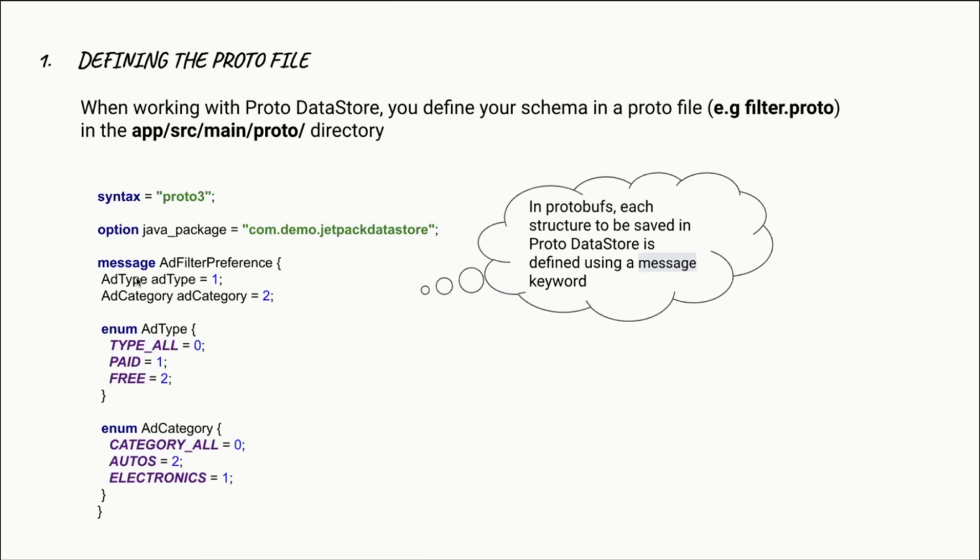And this particular ad type starts with the keyword message. Whenever the compiler sees a message, it generates a proto class for it. So AdType is a type, and its field numbering starts at 1. This can range from 1 to 2 to the power 29 minus 1. So there is ad type, there is ad category, as you can see.